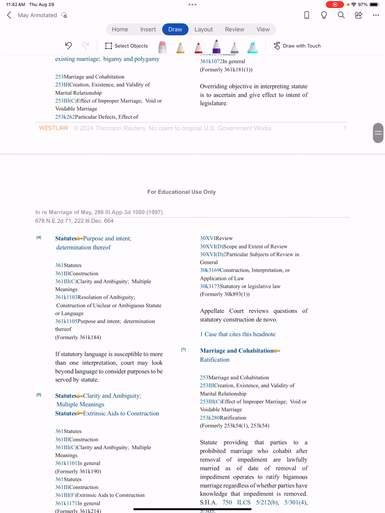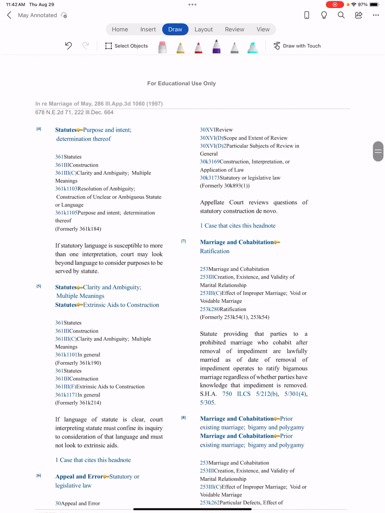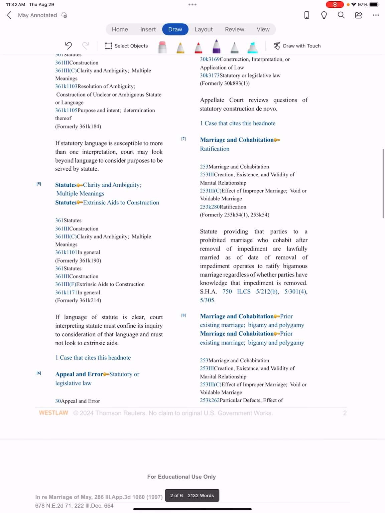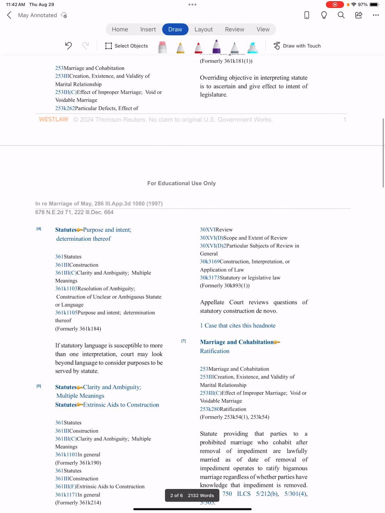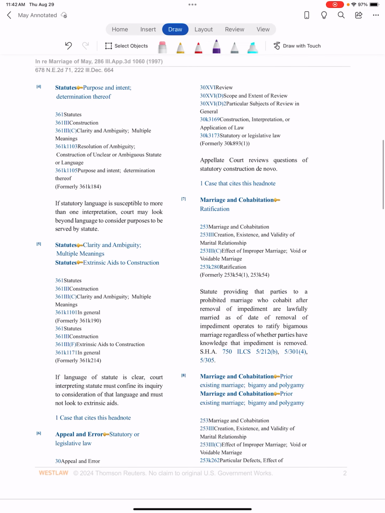So I keep going, headnote 4. It's more statutory construction stuff. Number 5. More statutory construction stuff. 6. Appellate court reviews questions of statutory construction de novo. Okay, so more construction stuff. By the way, what this means right here, this appellate court reviews questions of statutory construction de novo. That's the standard of review.